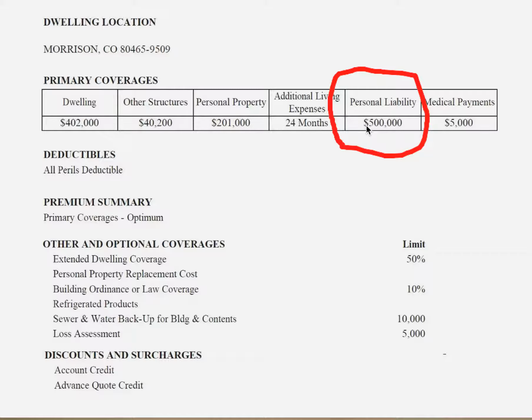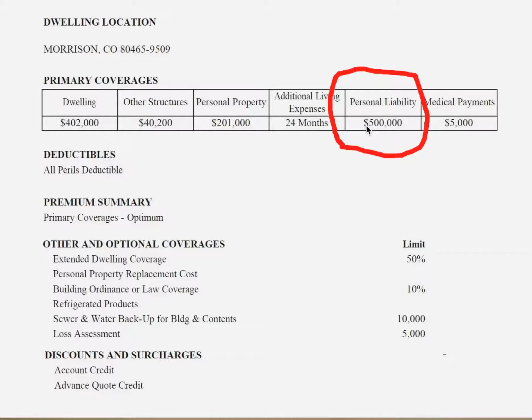Now we see a lot of times that agents will only quote this at $100,000 or $300,000. We absolutely recommend that you max this coverage out at either $500,000 or $1 million, depending on the carrier. The dollar difference between, say, $100,000 and $500,000 is probably about $25 to $30 for the year, and you can see how much more coverage you're getting. But this can absolutely leave you exposed if your agent does not quote this and explain this correctly to you.